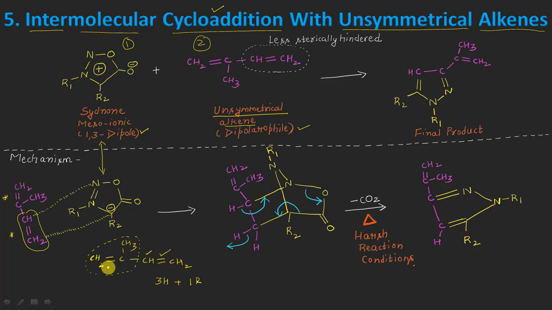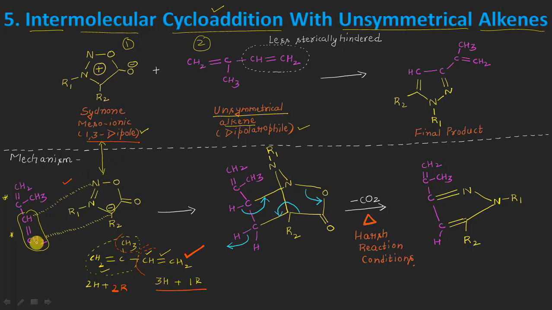But now if we talk about this olefinic double bond, it contains just 2 hydrogen atoms plus 2 R groups. The first one is this R group here and this is the second R group here. So it will be 2 hydrogens plus 2 R groups, right? So obviously out of this olefinic double bond and this one here, it is this double bond which is less sterically hindered and it will be interacting with our 1,3 dipole molecule which I have shown here, right?